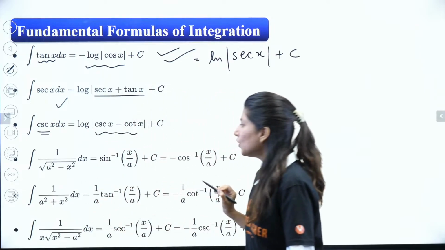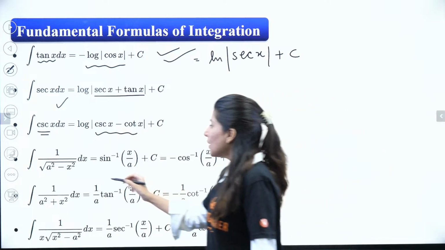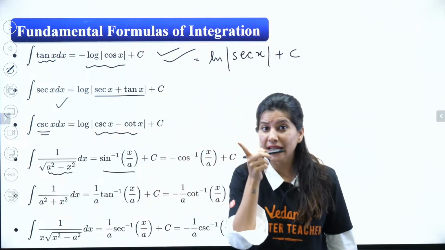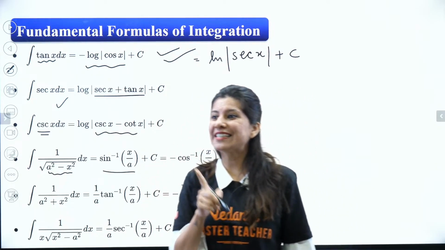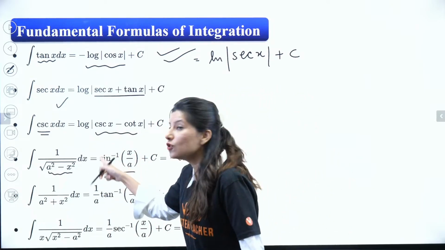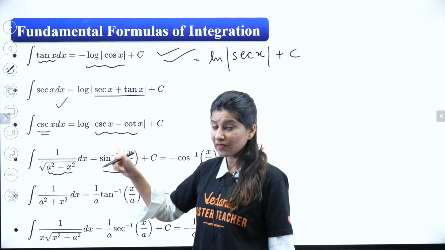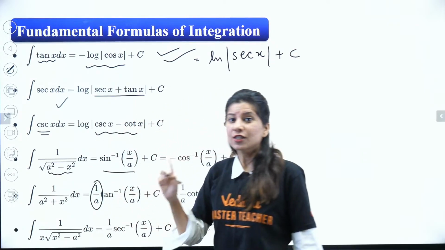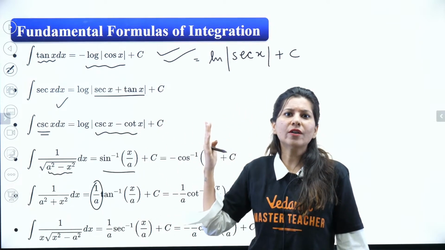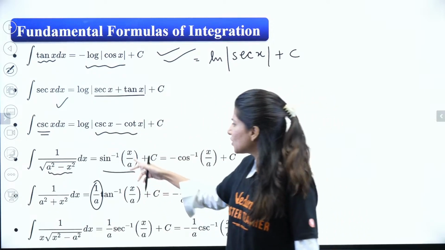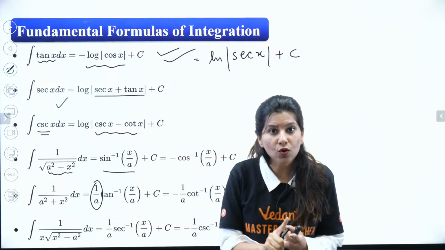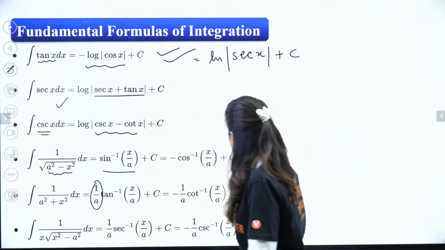Then there are a few similar types of integration. 1 upon square root of a square minus x square gives sin inverse x by a. Please remember, I always tell you this: in the sin inverse formula, there is no 1 by a in front, but in tan inverse, you can see 1 by a is there. People usually get confused, and in questions, be it VIT or EAPCET, they will give you such questions where you get confused whether there was 1 by a or not. So please remember this.